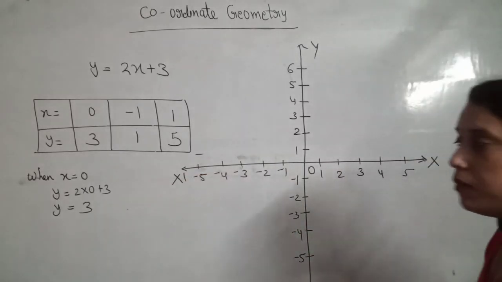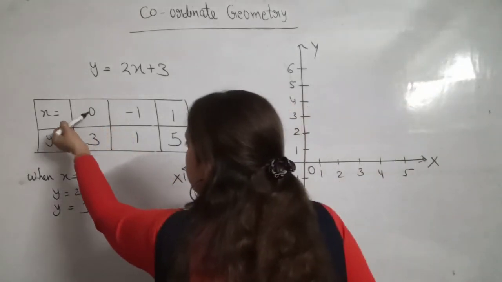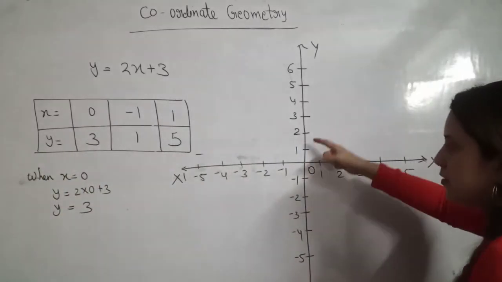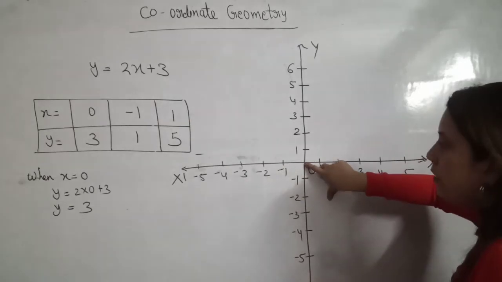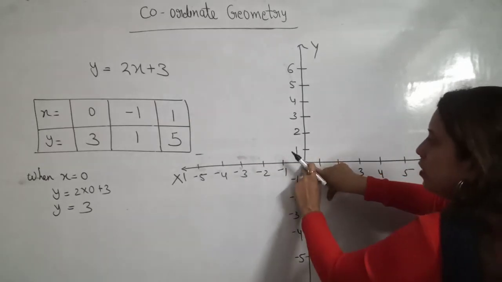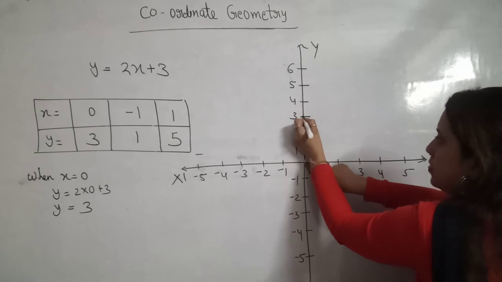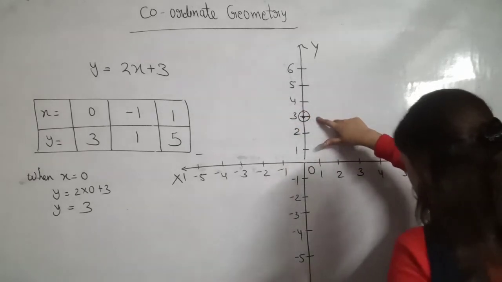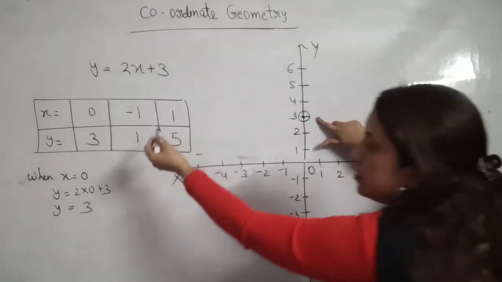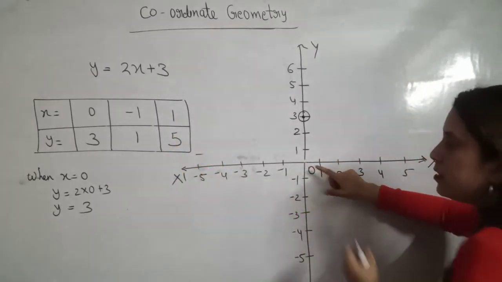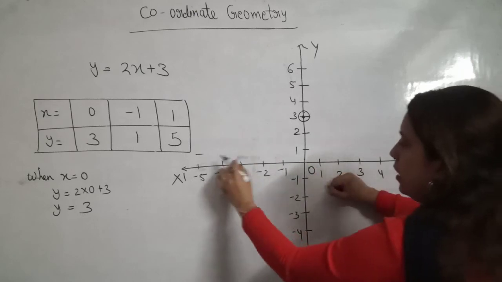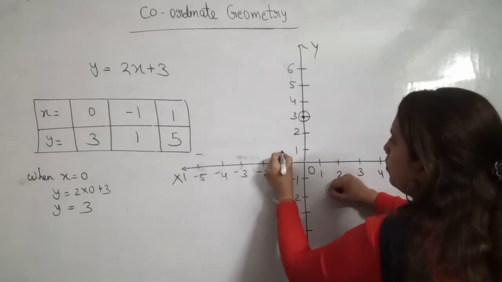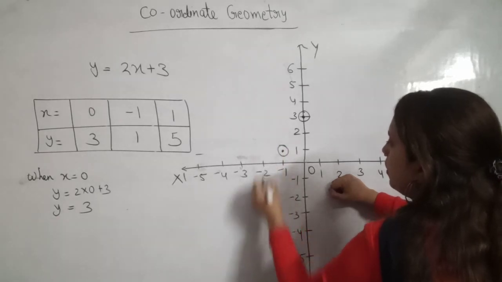Now draw the graph. At point 0, y is 3. On the x-axis, first we cover the distance 0, which is the origin, and y is positive 3, so the upward direction. This is the point (0, 3). Okay. Now next is (minus 1, 1). x is minus 1, negative, so we will go to the left hand side. Minus 1, 1. This is the point.